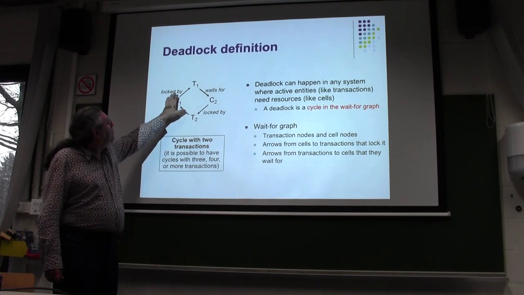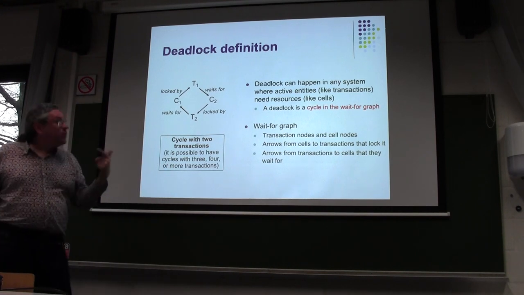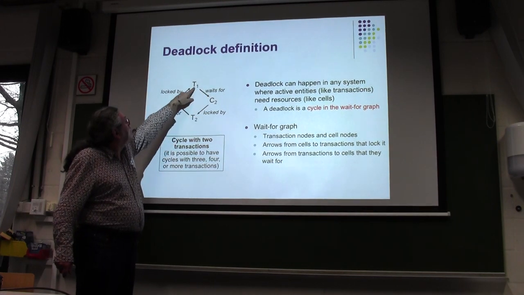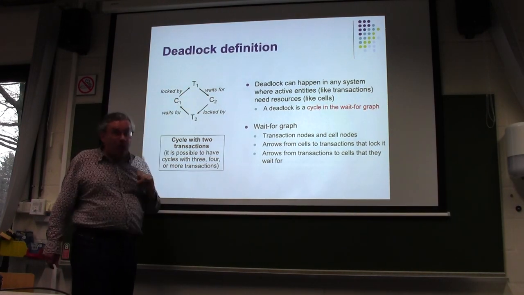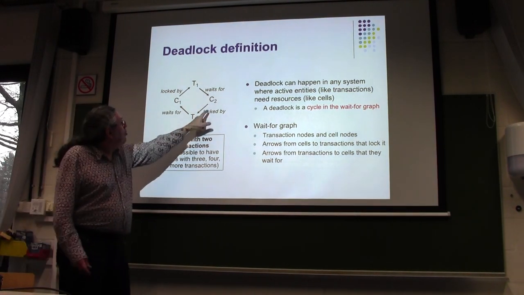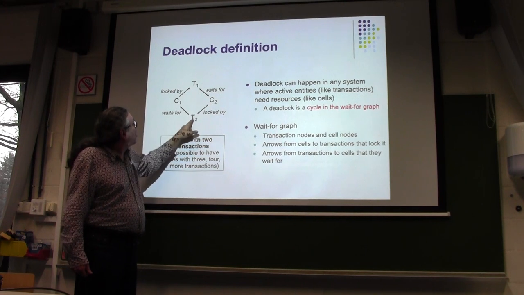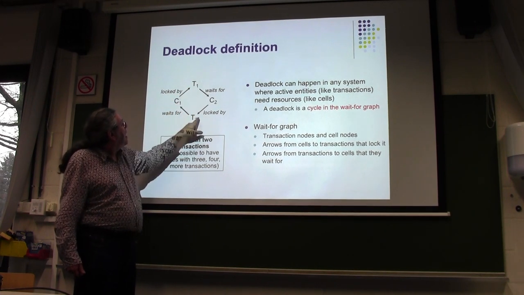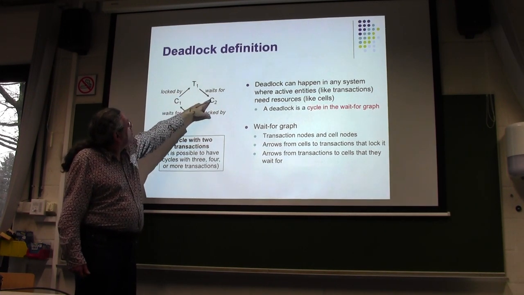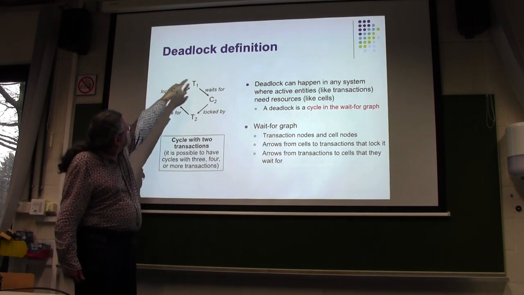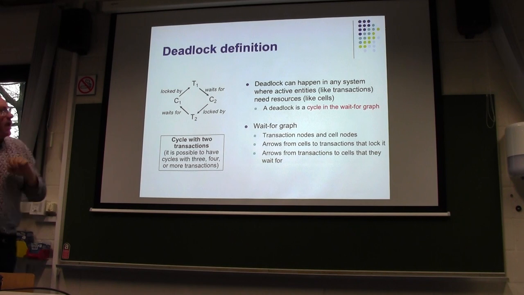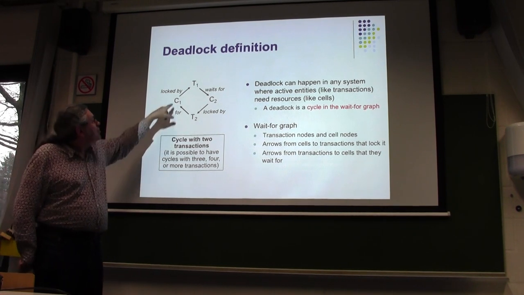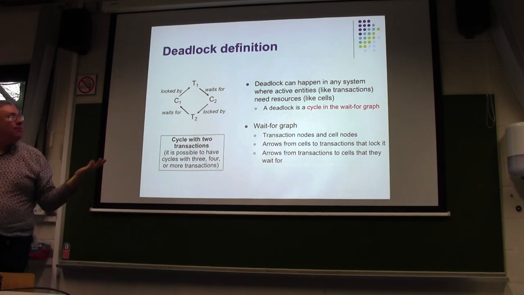This is a graph with two kinds of nodes, the transactions and the cells. It's a directed graph. We have an arrow from a transaction to a cell if the transaction is waiting for the cell. And we have an arrow from a cell to a transaction if the cell is locked by that transaction. So here, for example, C1 is locked by T1, and C2 is locked by T2. But T1 is waiting for C2, and T2 is waiting for C1. This causes a cycle. A cycle in the wait-for graph means that the execution stops. So the problem is cycles in the wait-for graph.